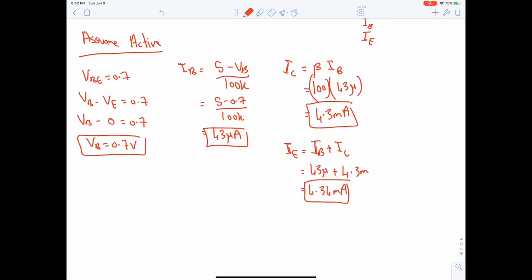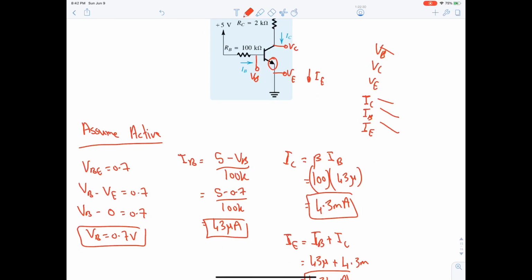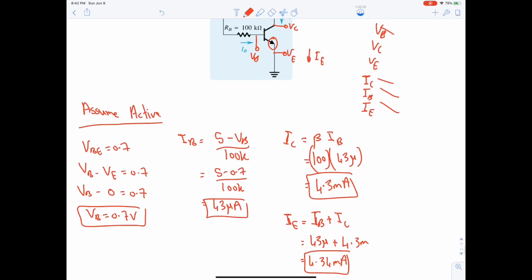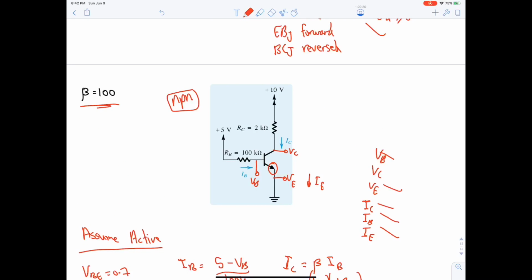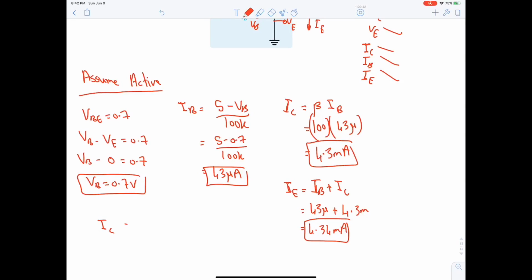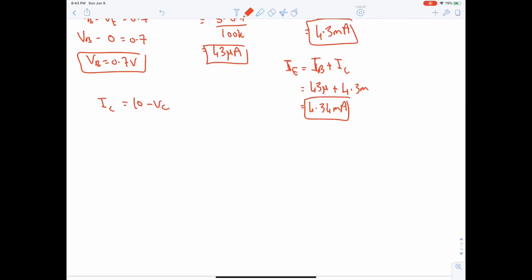Now, we're done with IE. What's left? We found also VB. Did we find VC? VE is known. We're left with VC. We can find VC through Ohm's law. We will say that 10 minus VC over 2K, so VC is equal to 10 minus 2K times 4.3 milli, which is equal to 1.4 volt.